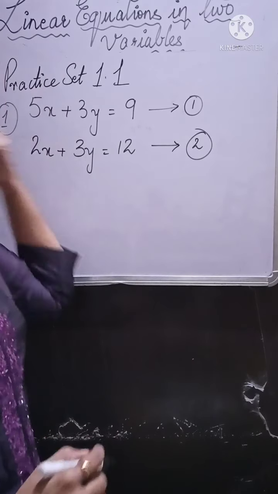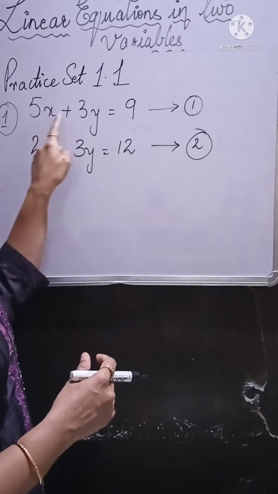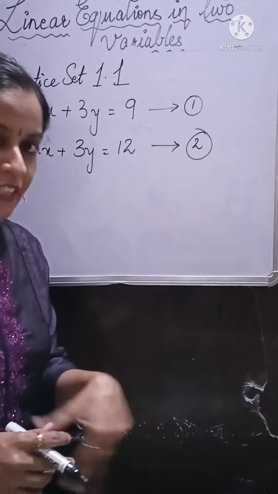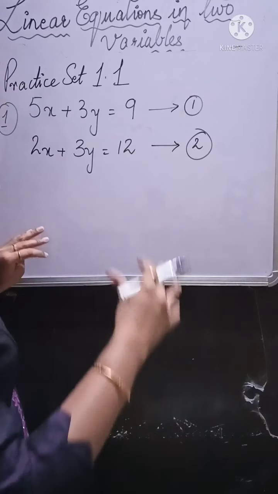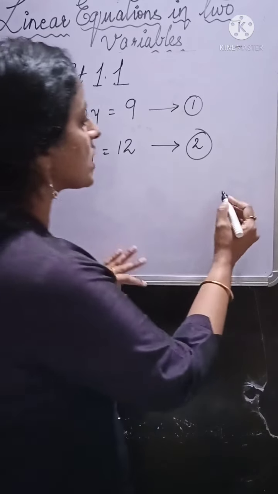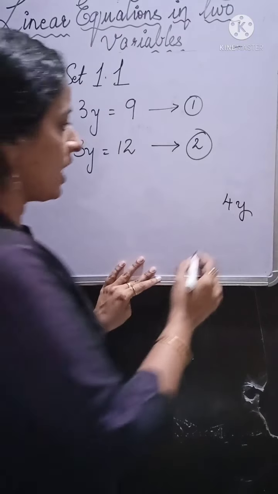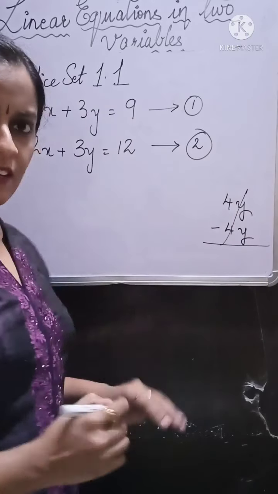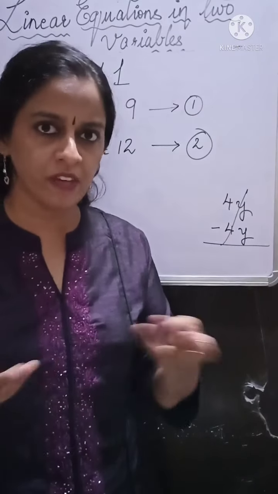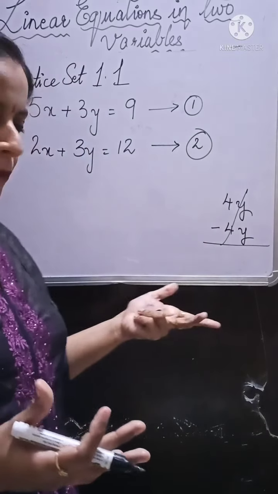Now solve. Solve means they are asking us to find the value of x and the value of y. We have to find the value of the variables. Now we will use a method. We know that if you see 4y and if you see a minus 4y, we can cancel that. Plus 4y minus 4y, we can cancel. Plus into minus is minus. 4 minus 4 is 0.